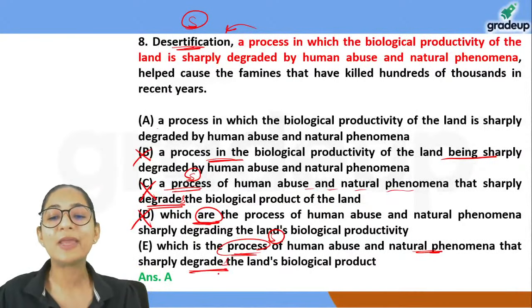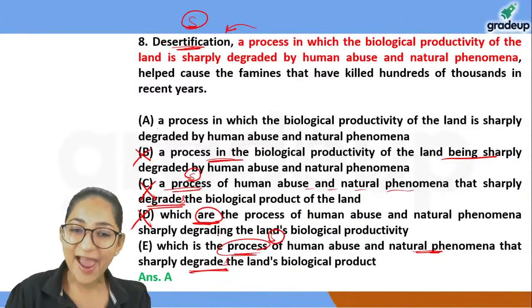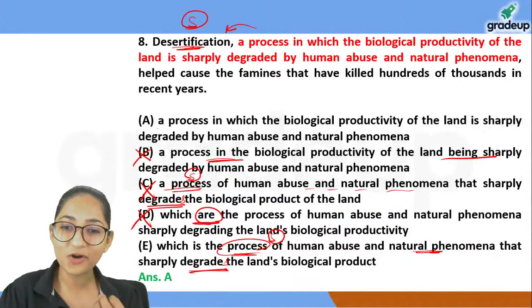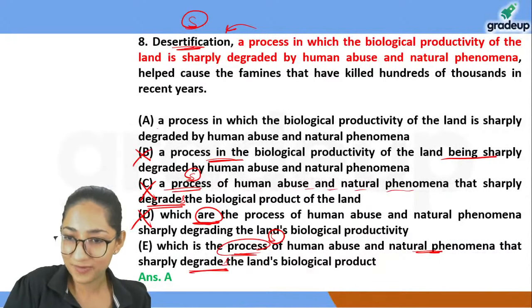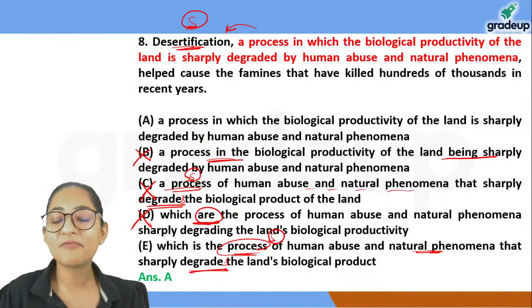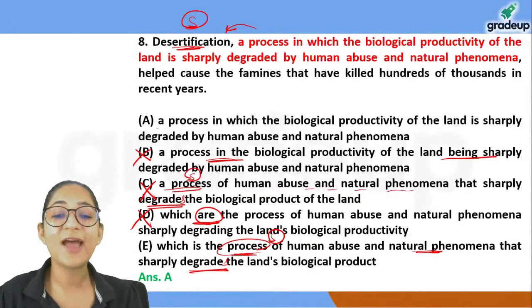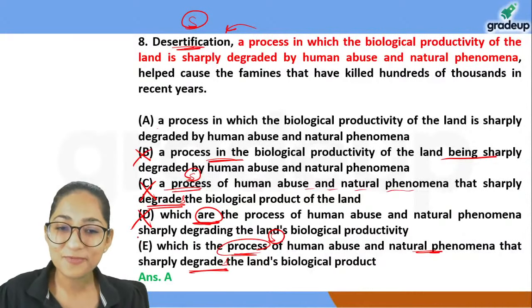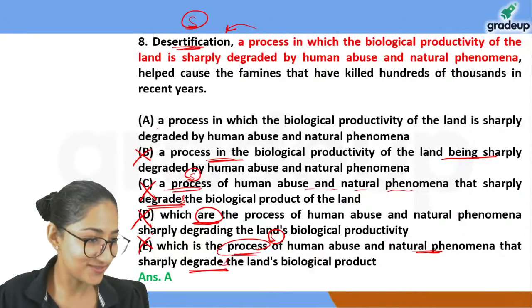So even if we for a moment forget that option C and option E do not convey any meaning, because it can't be a process of natural phenomena, still we are able to spot the singular plural mismatch, on the basis of which we are able to eliminate these two options. Okay.